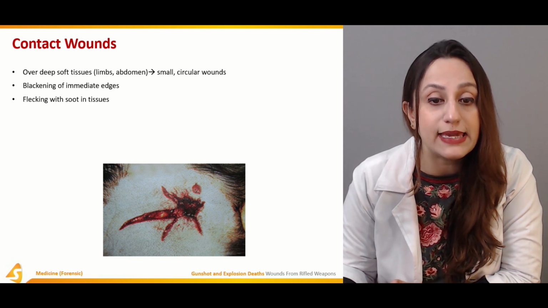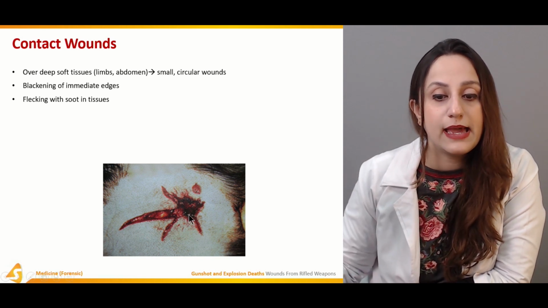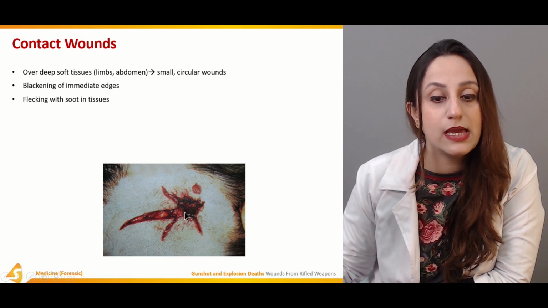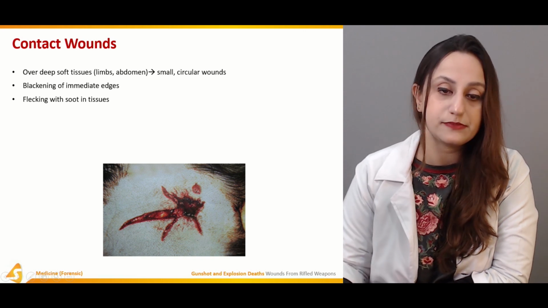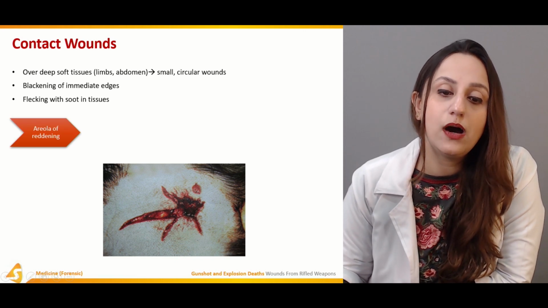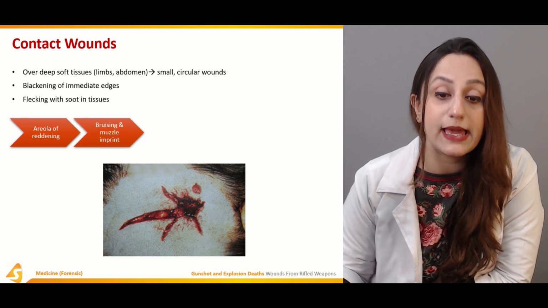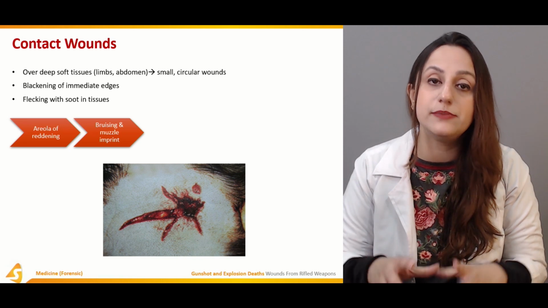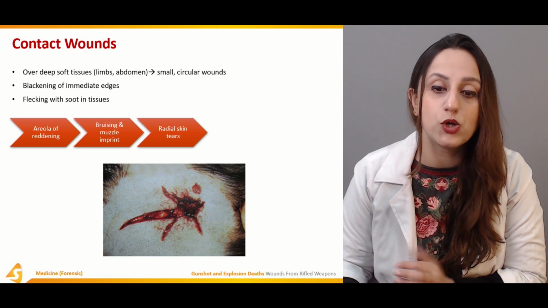And then we have the flecking with soot in the tissues. That is again the blackening phenomenon, as well as the reddish discharge due to the carbon monoxide that is mixed with the haemoglobin and the myoglobin. There is also the sooting phenomenon, that is the blackening discharge over here. Now, the areola of reddening. There is an area of reddening seen, and there is bruising and the muzzle imprint. At the entry wound, if there is a close contact, the muzzle impression is going to be there, and that is going to point towards close contact injuries.